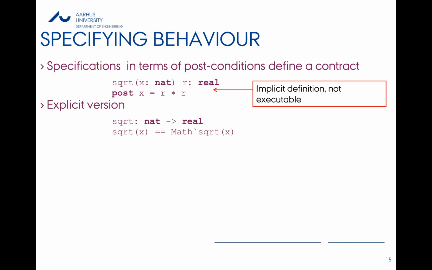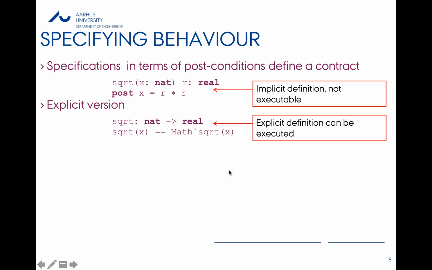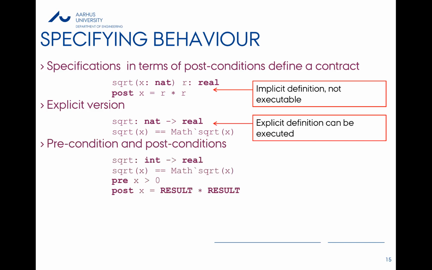Alternatively, one can write an explicit version, and here we can see also there's a math library that one can import, and that would have a square root function, so it's a little bit cheating, you can say. But that's an explicit definition that can be executed. You can also combine these, so you can have pre- and post-conditions for such explicit definitions. And in the post-condition, you have the possibility of using a keyword called result. The result is then the thing coming out of the execution.